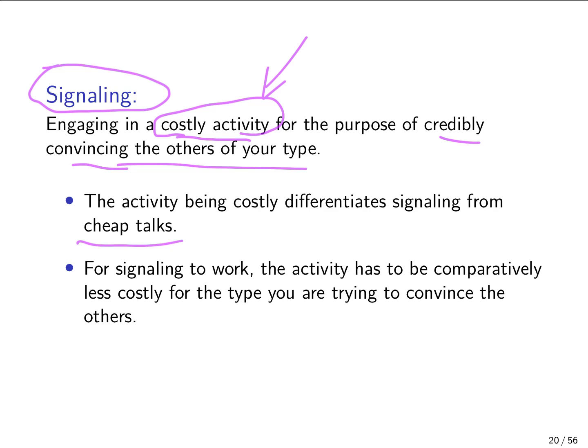But for now, just keep in mind that for signaling to work, it has to be costly, but relatively less costly for the type you're trying to convince others of, okay? And if you don't know what that means, that's okay. We'll see later on what it means.